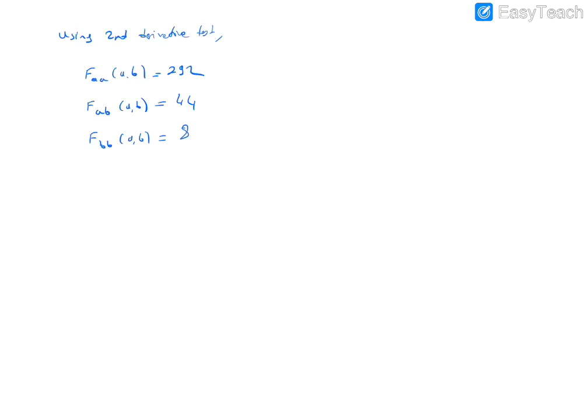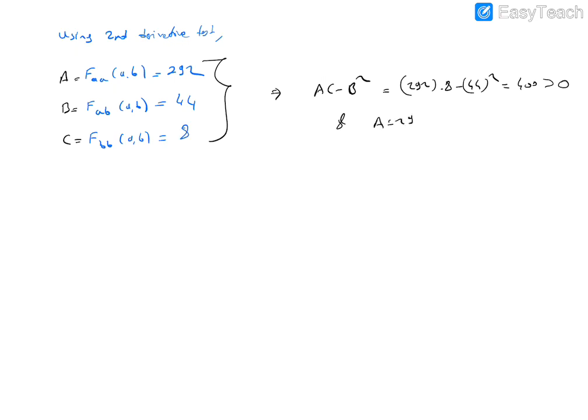Okay? Actually, we say this is A, this is B, this is C. So AC minus B square, we should calculate this value: 292 times 8 minus 44 square. Please look to the second derivative, which is 400, bigger than 0. And we should look to A. Either this is a local minimum or a local maximum. This is not a saddle point, okay? So if A is bigger than 0, A is 292, so it is a local minimum.